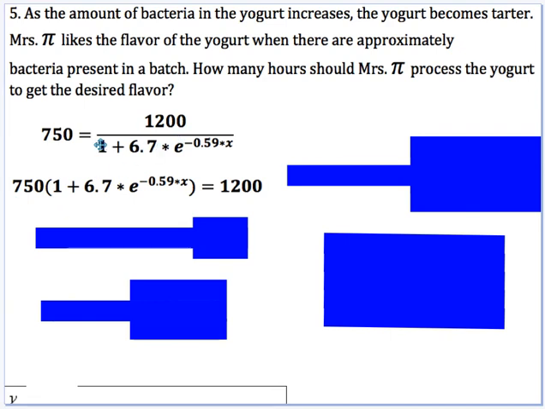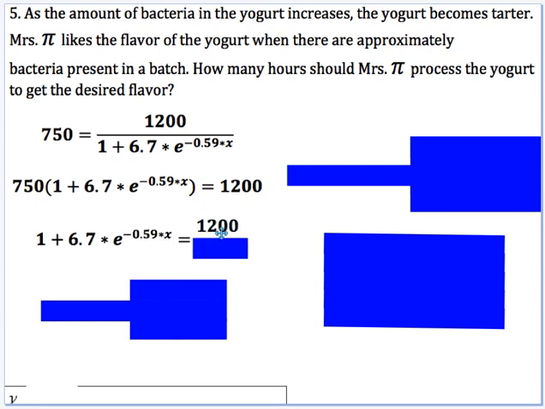We first take our denominator and multiply both sides by it. Then I could distribute the 750 throughout this equation, or I could just divide both sides of my equation by 750. I like to do the simpler things, so all I did was divide both sides by 750. Okay, so now I have this.